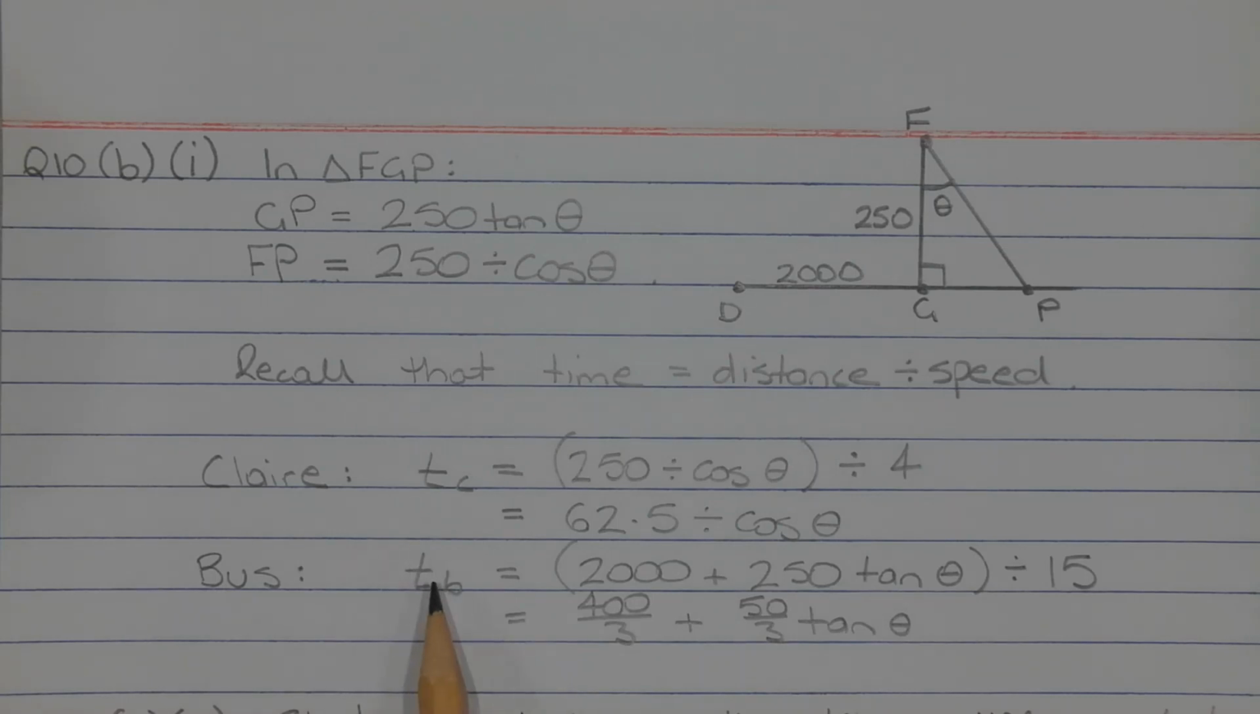And TB, which is the travel time of the bus, is 2,000 plus 250 tan theta. So 2,000 is the distance between the depot and the gate of the farmhouse, plus the extra distance from the gate to point P. So that gives (2,000 plus 250 tan theta) divided by the speed of the bus, which is 15 meters per second. And that simplifies to 400 over 3 plus 50 over 3 times tan theta.